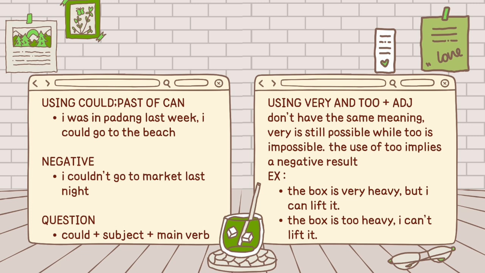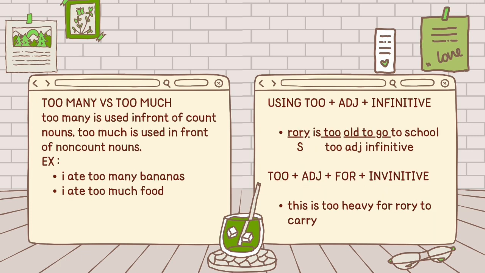I can't lift it. Too many versus too much. Too many is used in front of count nouns. Too much is used in front of non-count nouns. For example, I ate too many bananas. And I ate too much food.